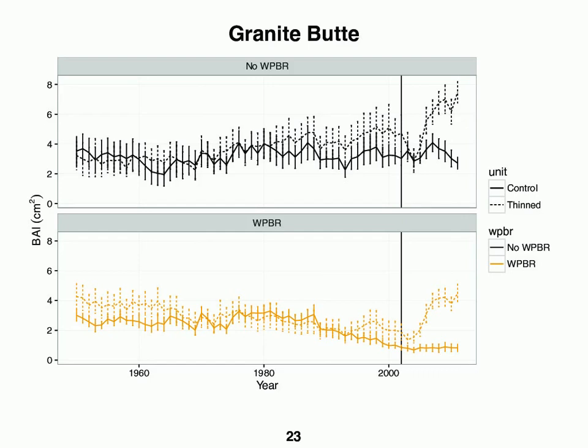So the y-axis is basal area increment, and the x-axis is year, so this is the time series. The rust-colored lines are trees with some degree of white pine blister rust crown kill, so more than 10% crown kill. And the dotted line is the thinned unit, and the solid line is control, and this is at the Granite Butte site. And the first thing you notice is there's a growth response in both the trees that had crown kill and the other trees, which you would expect.